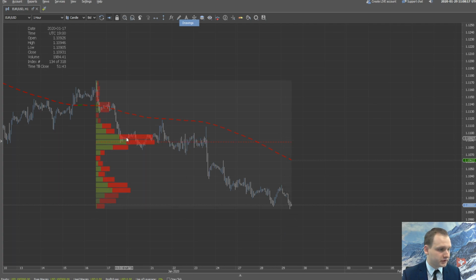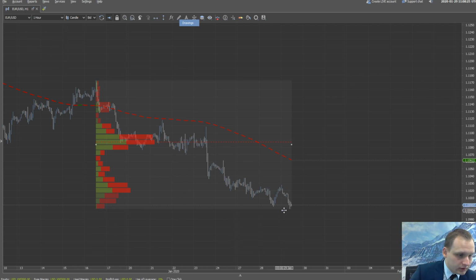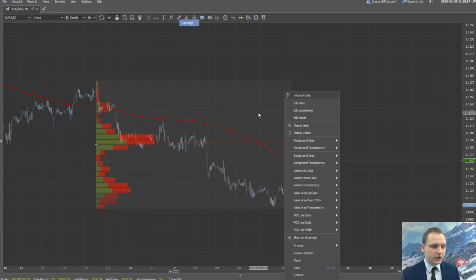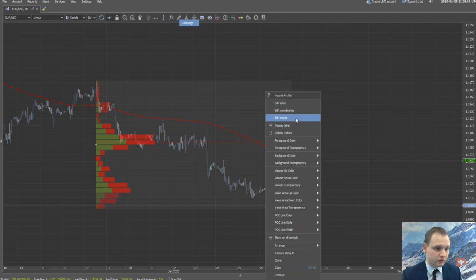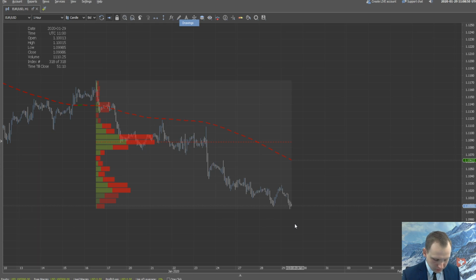So as you can see, biggest volume at this price level as it traded sideways, but that's going more into detail. And if I recall correctly, yes, right click, you can edit, and you can do a lot with colors, volume up, color, and all that. You can mess around, arrange it, edit labels for the drawing, edit coordinates, edit input, display labels, and all that can be set up. And here, by the way, the same, show on all periods can be arranged. So let's leave it at that. That's one type of volume profile that we have.